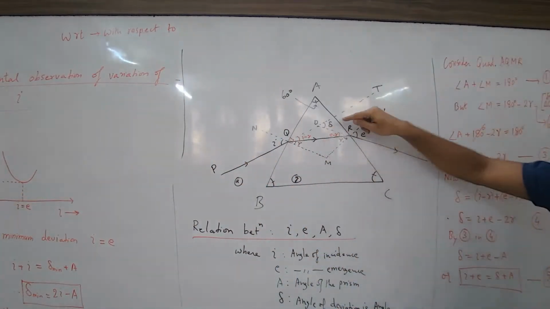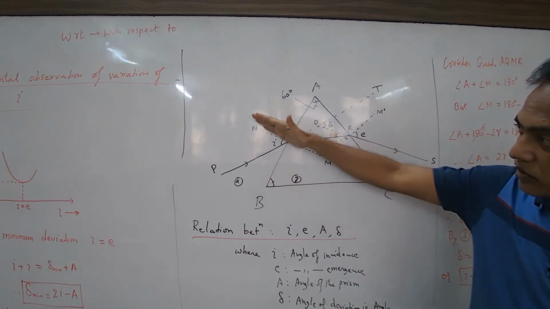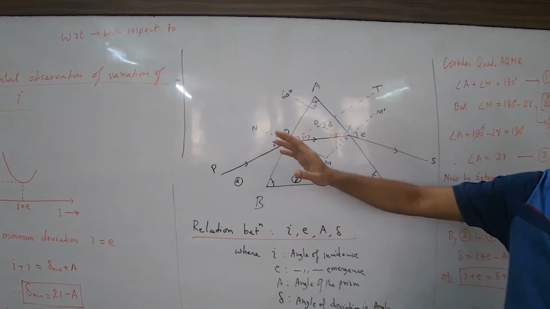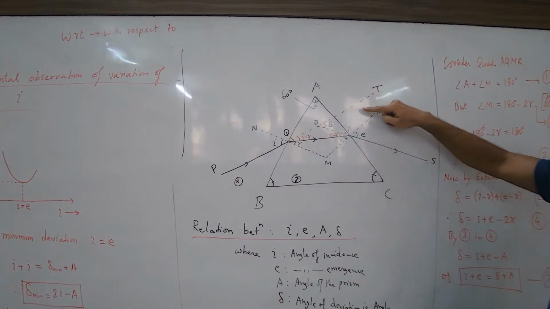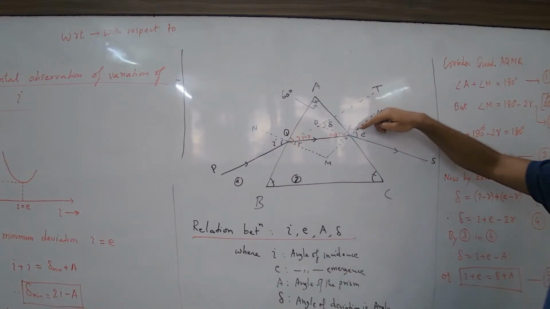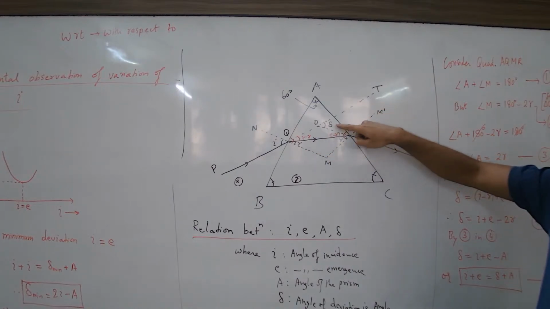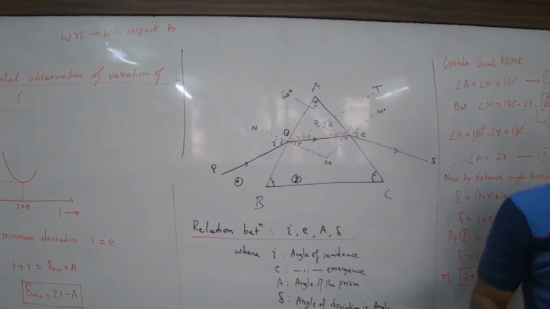Now you can record these angles. When you are increasing the angle of incidence, what is happening to the deviation? This deviation is reducing, right? But at a certain angle it will reach minimum deviation. Beyond that, the deviation again begins to increase.